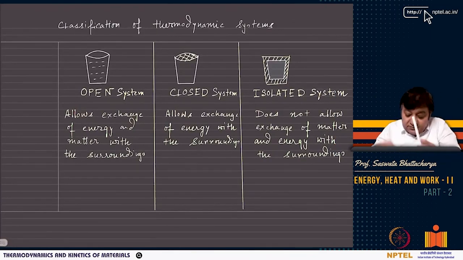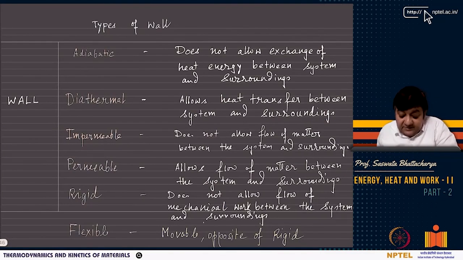So as I told you, there is the open system, then you have the closed system which has a lid, and then there is the isolated system, which does not allow matter or energy transfer. Now you have these different types of walls. For example, an adiabatic wall, like that thermos flask wall, does not allow exchange of heat energy between the system and the surroundings.